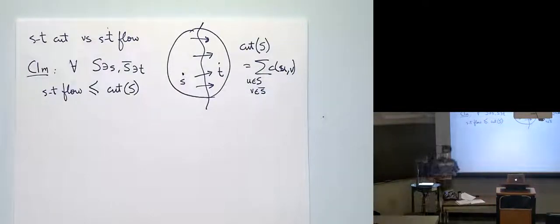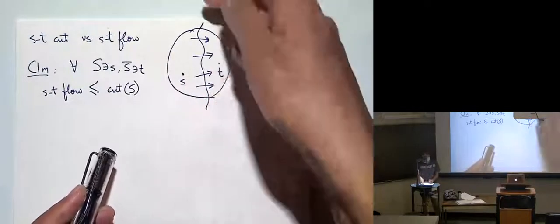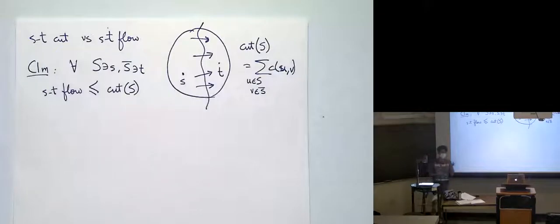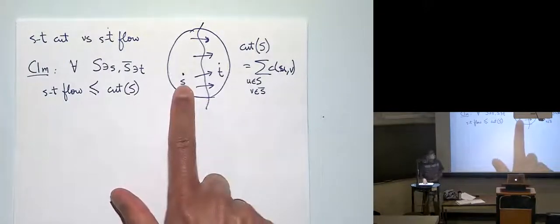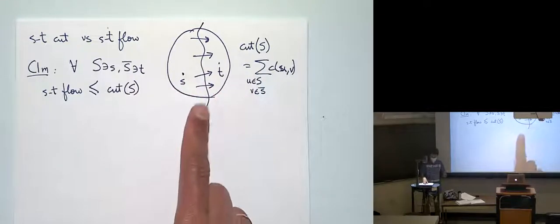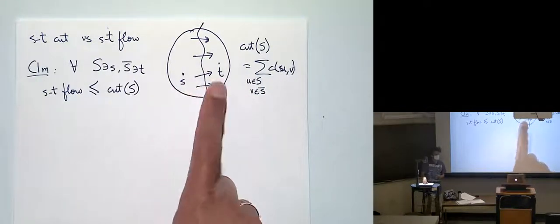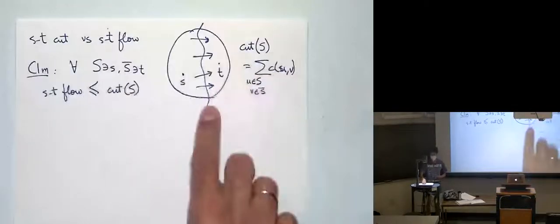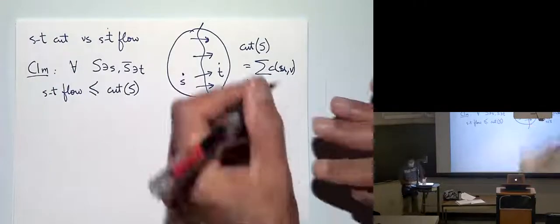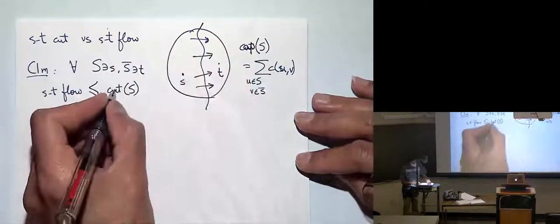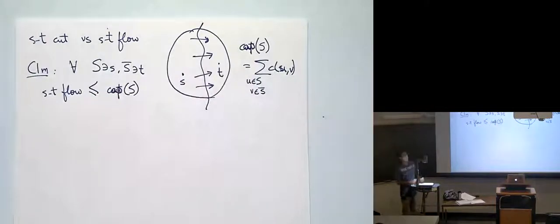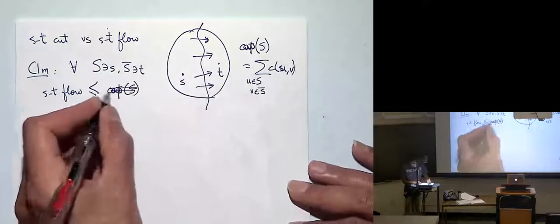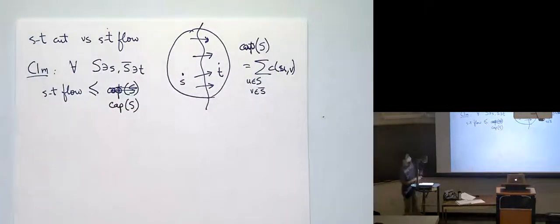Instead of me writing a formal proof, it's more important that you see the picture here, because all the flow that goes from S to T has to cross the cut at some point. Think of a truck that has to go from S to T. It has to leave S and enter S complement. And so the total capacity of the cut, this is also called the capacity. So maybe instead of cut, let me call it the capacity. That's the capacity of the cut.